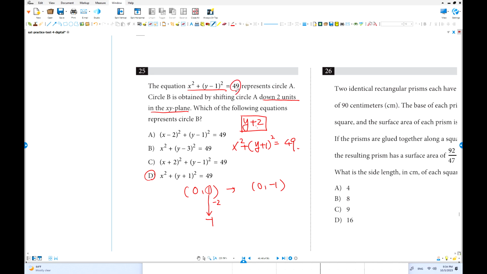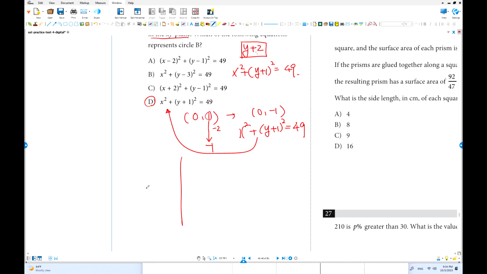The same radius. Where's the center over here? Here, x minus 0 squared plus y minus negative 1, which is y plus 1, squared, equals 49, okay? You can solve it this way too, using the centers, okay? So what is this? 0, 1 is the center over here. But the new center is down over here. This new center, 0 and negative 1, okay? That's it.